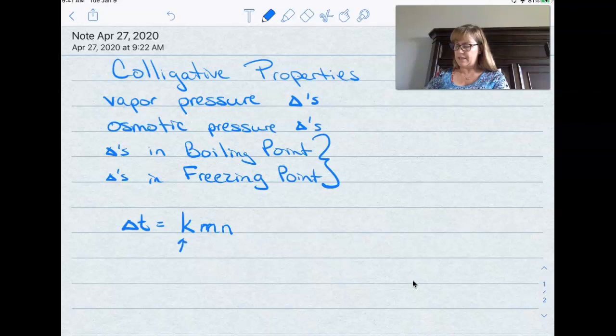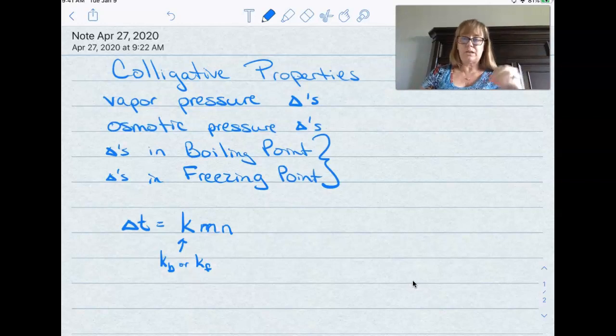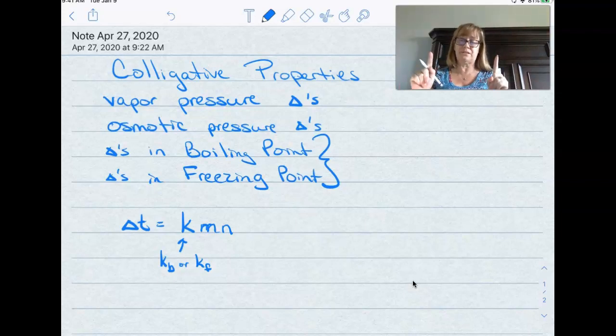This K can either be a boiling point constant, in which it's referred to as Kb, or it can be a freezing point constant, referred to as Kf. Every liquid that is a solvent has a boiling point constant that never changes, and it has a freezing point constant that never changes. These two numbers are different, but they're used in the same place, depending. I guess I should have made this T a capital T because we always have temperature as a capital T.